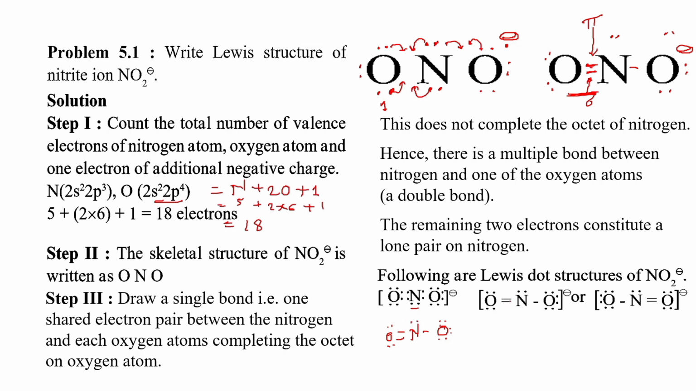In the second structure, the shared electrons are represented by a dash, and this is a covalent bond. And in another third example, the bond is transferred from this oxygen to this oxygen, and the negative charge is transferred, or we also say this pair of electrons transfers from this oxygen to this, forming the double bond between this oxygen and nitrogen.